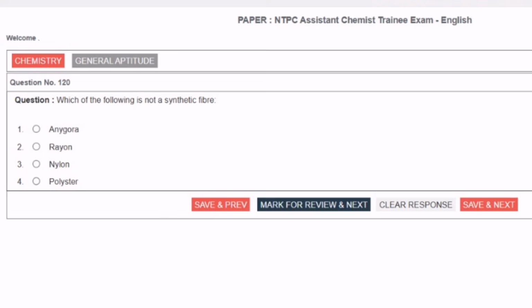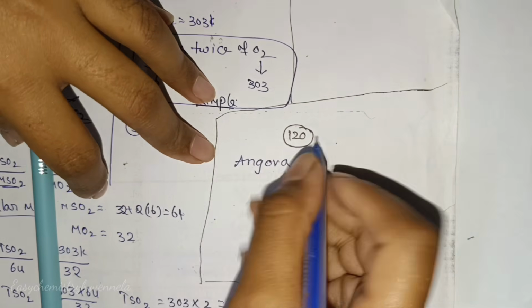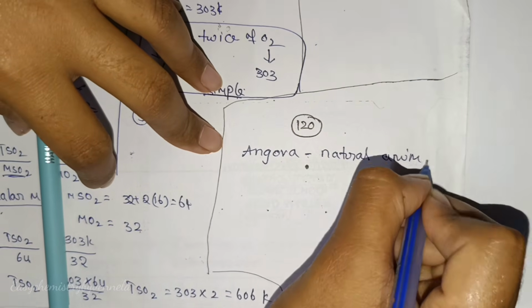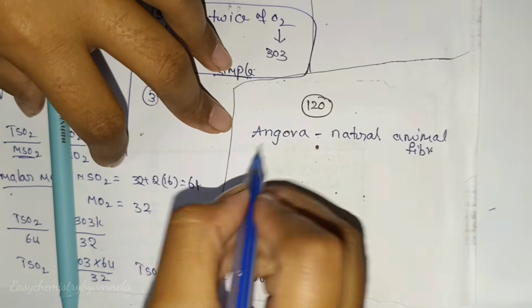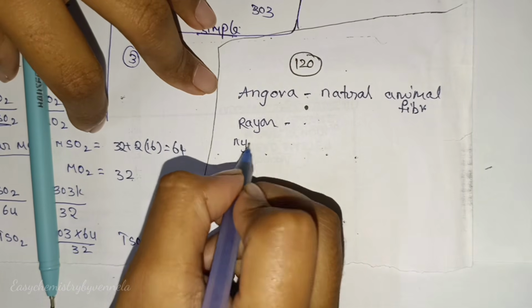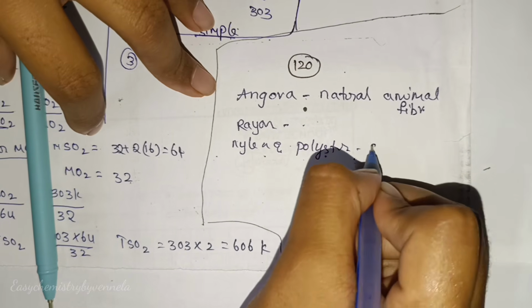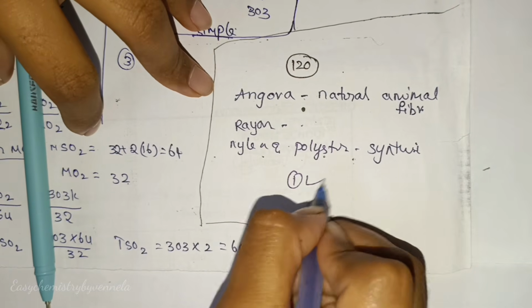Next question. Which one of the following is not a synthetic fiber? Angora, rayon, nylon, polyester. Which one? Angora. This is a natural animal fiber. Rayon is man-made, synthetic. Nylon and polyester are also synthetic. Our question is not a synthetic fiber, so the first option is the correct one.